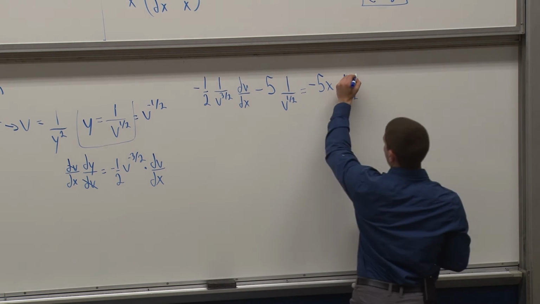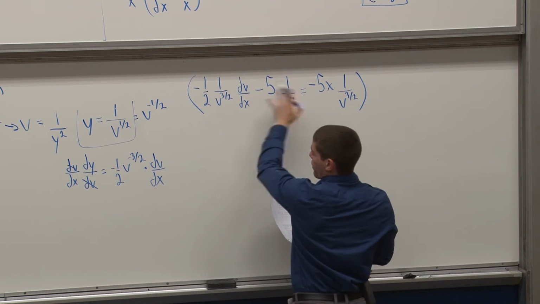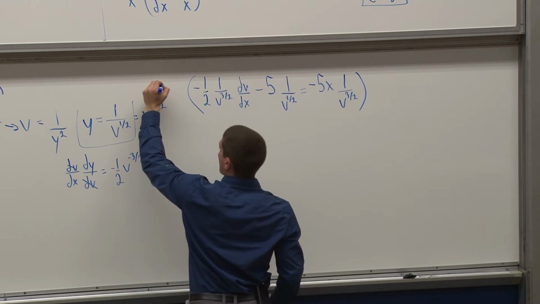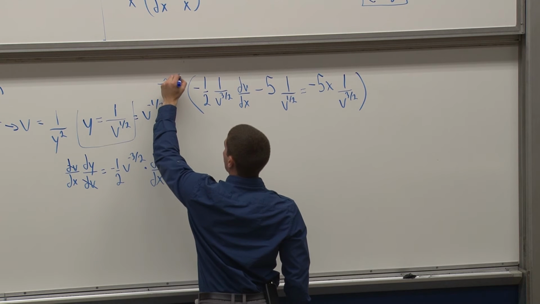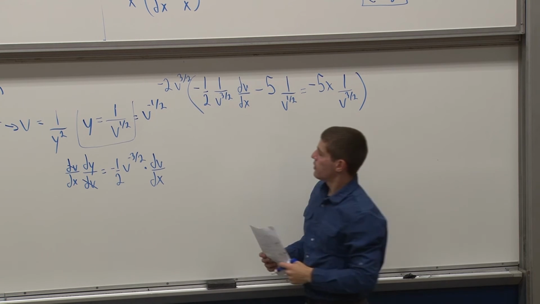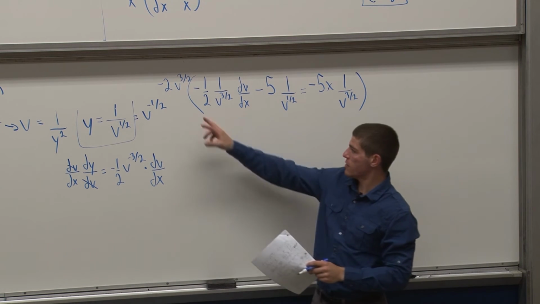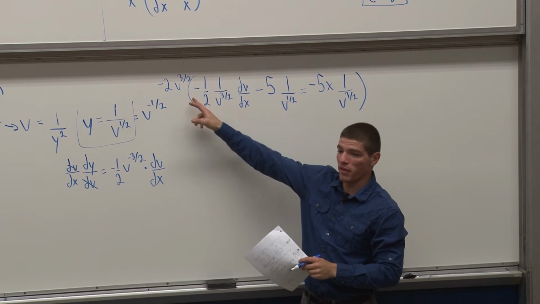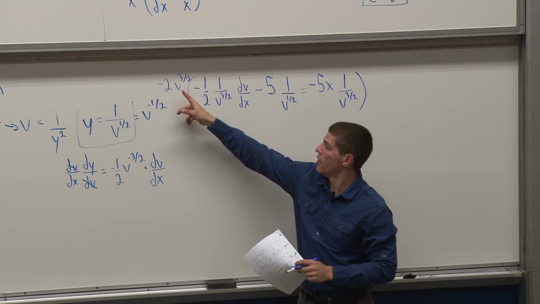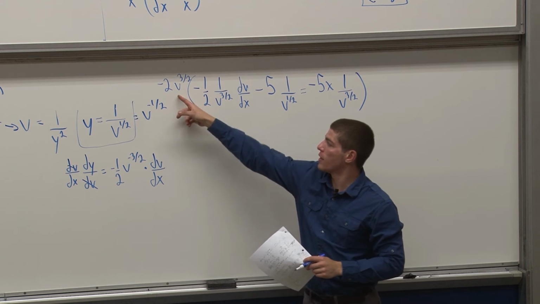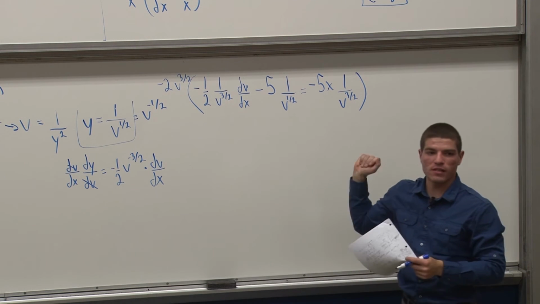So I'm going to multiply this entire equation, in order to get rid of this coefficient, by negative 2 times v to the 3 over 2. So I came up with that because the coefficient of this, it would just literally undo it. So negative and negative would cancel out. V to the 3 over 2 would cancel out with this. The 2 would cancel out with this 2. All right? That makes sense?